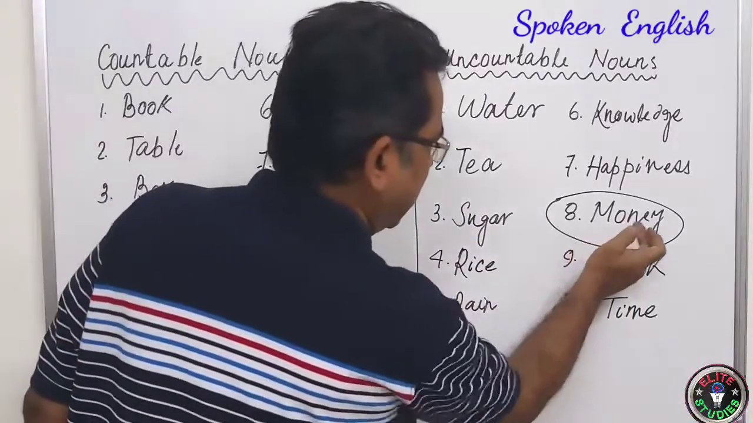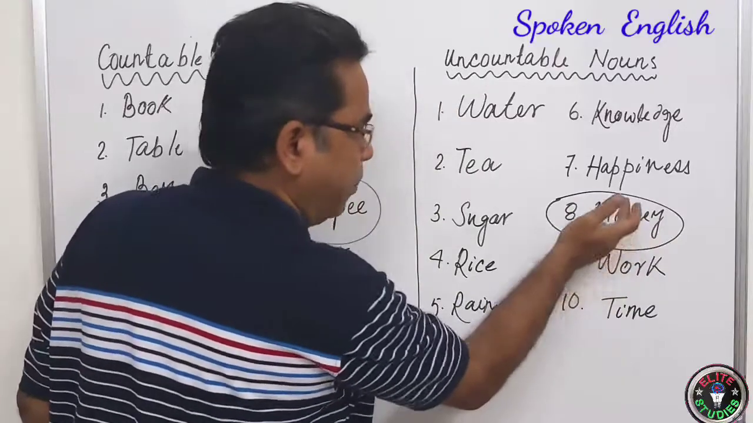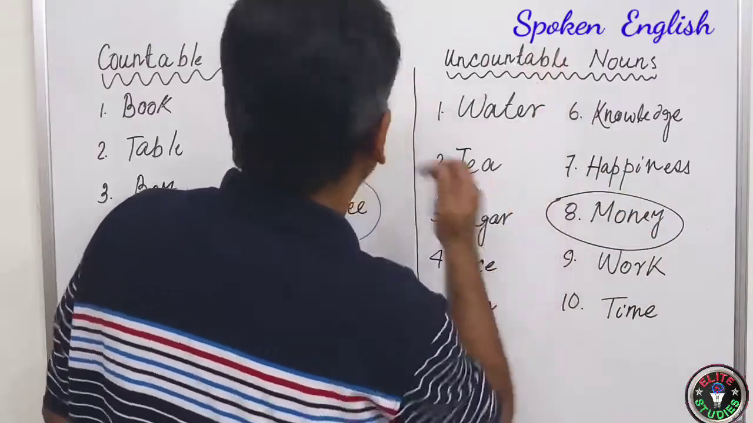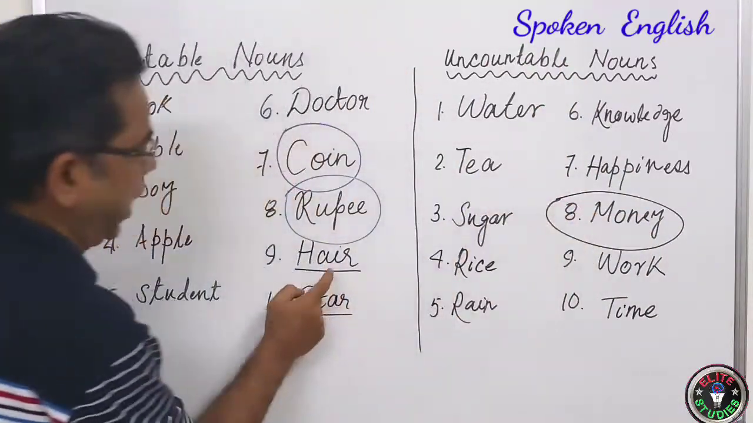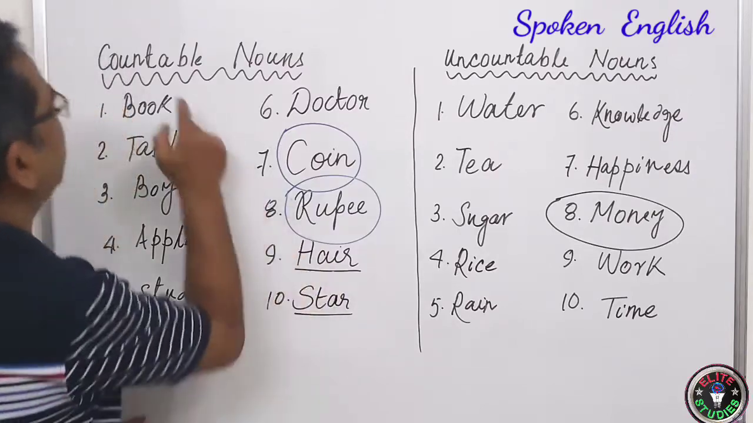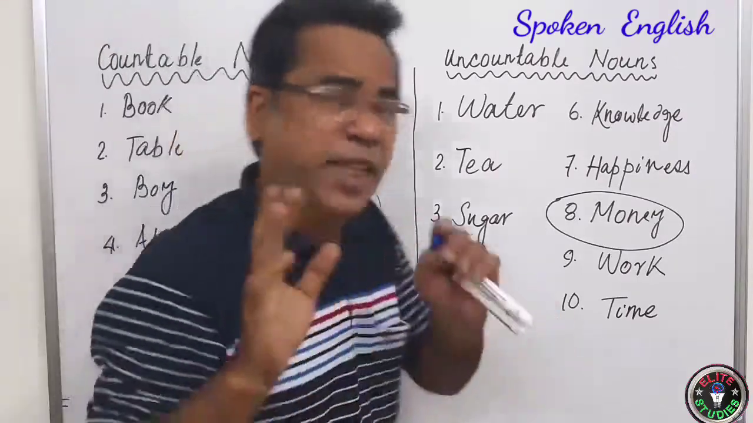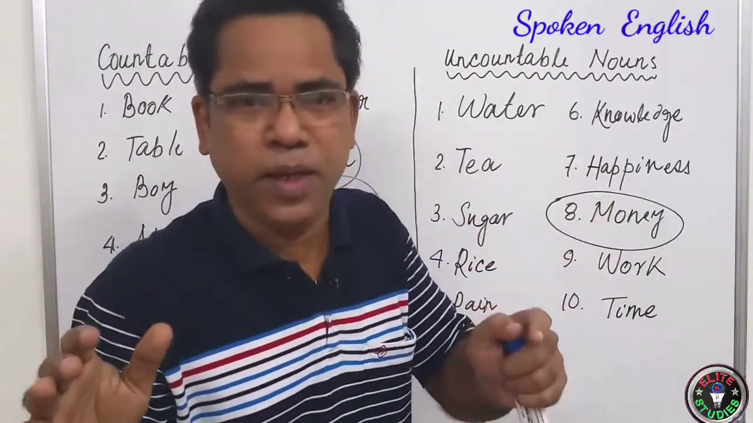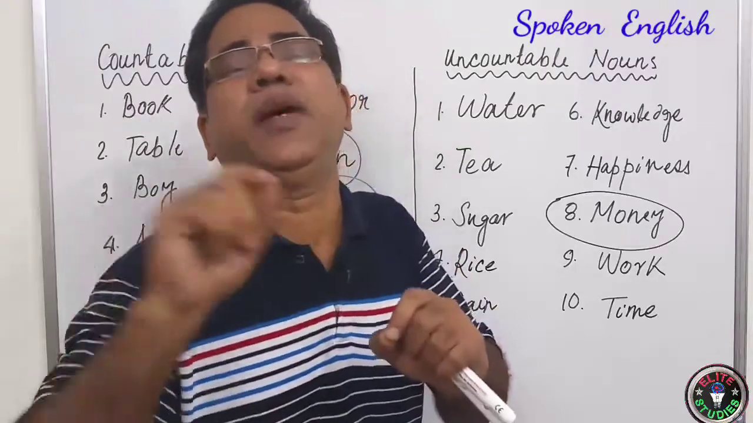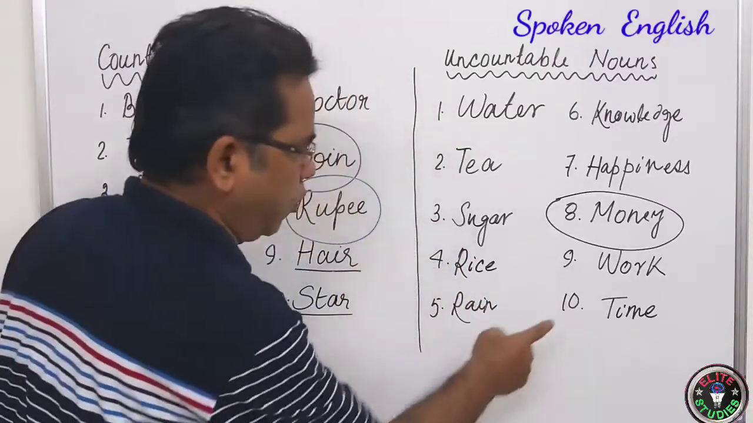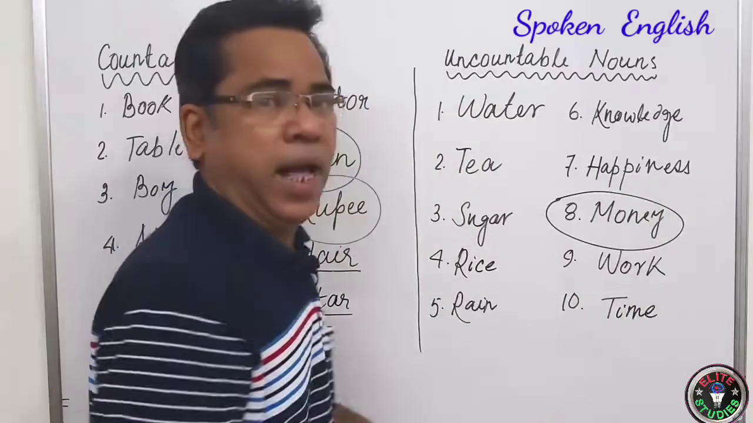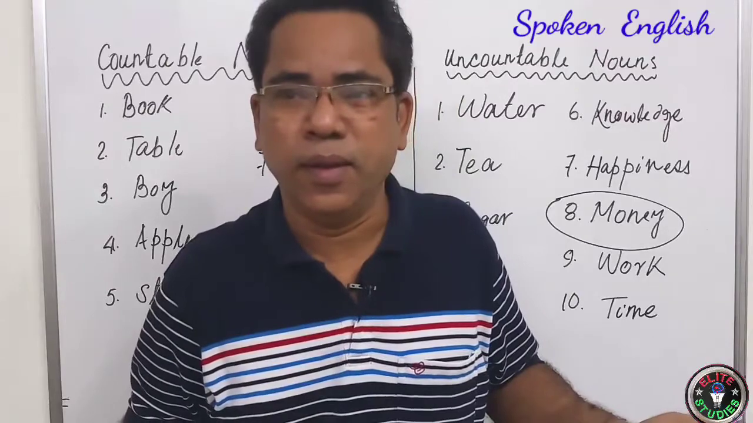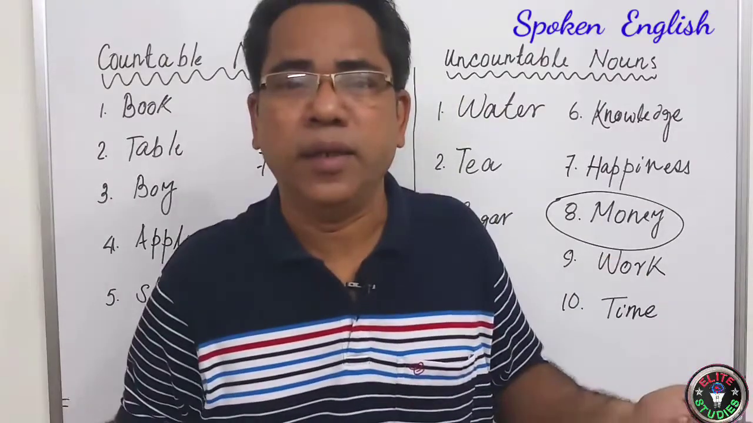So money, bear in mind, many people have the confusion that money isn't countable, but no. Here also hair and star we cannot count, but they are coming under countable now. Such exceptions you will find everywhere in English. If you go through any grammar book to learn formal English, you will see a lot of exceptions. Now work, we do not say works. Your mother never says, I have many work to do today. No, I have much work to do today.